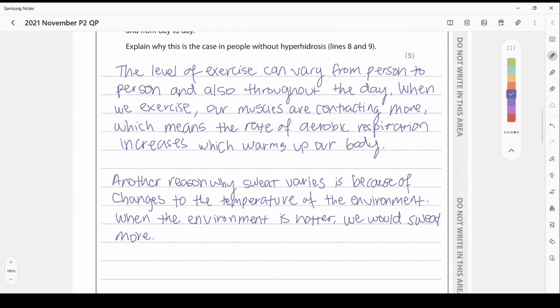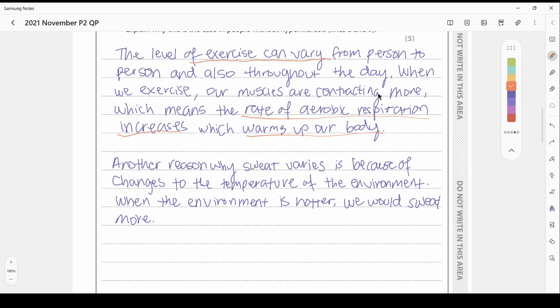Okay, let's go over the marks here. So one of the marks is exercise can vary from person to person. Another one is greater rate of aerobic respiration, which then warms up our body, or increase in body temperature. So the other two marks in here are the changes in temperature of the environment. In the marking scheme, it says external temperature varies, and when it's hotter, we would sweat more. So that is a fifth mark.